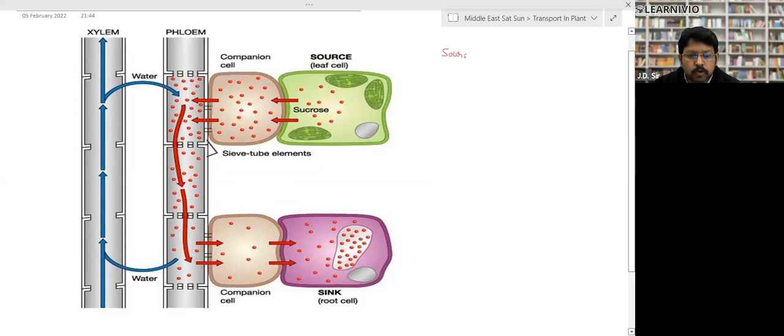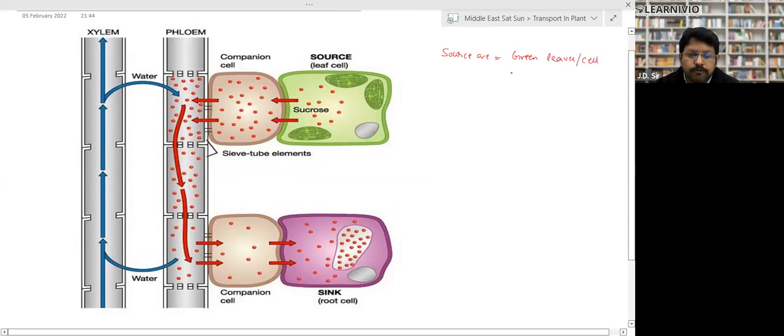So sources are green leaves or cells where food formation is taking place. And what we call a sink is the part where food is stored. So what can be a sink? A sink can be a fruit. Yes. A sink can basically be a root, and a sink can be any non-photosynthetic part.